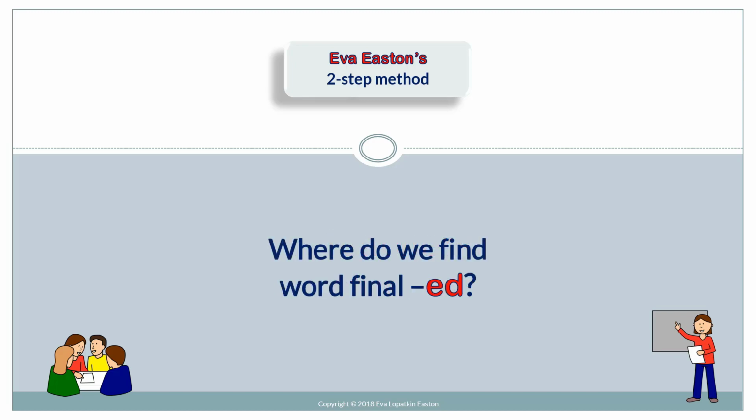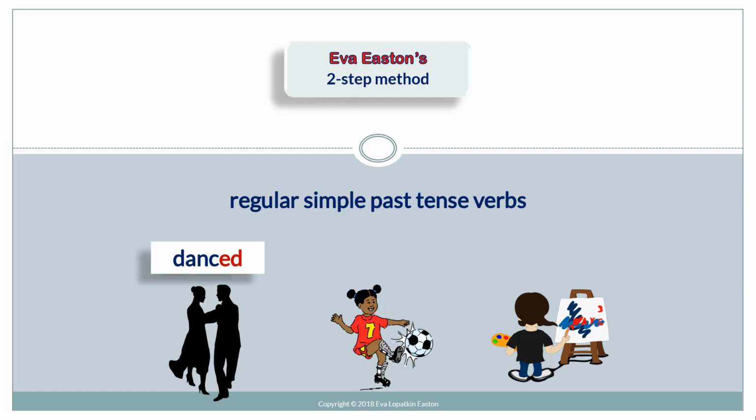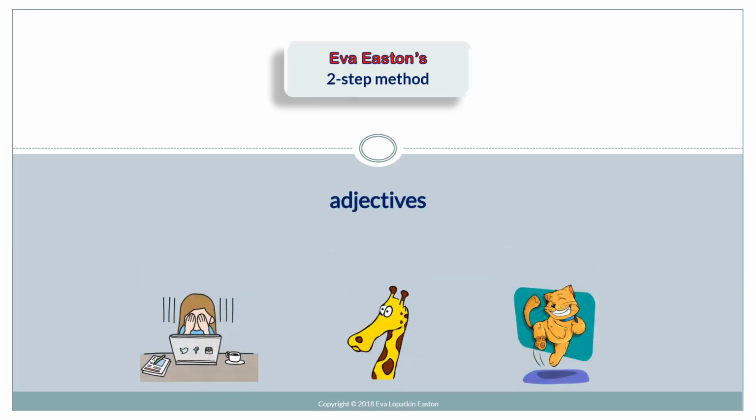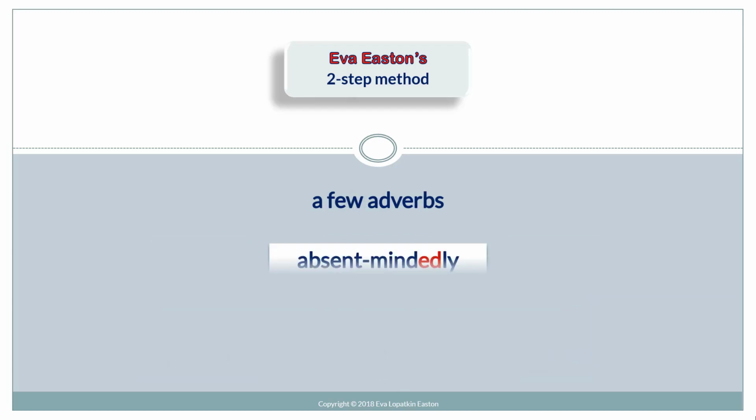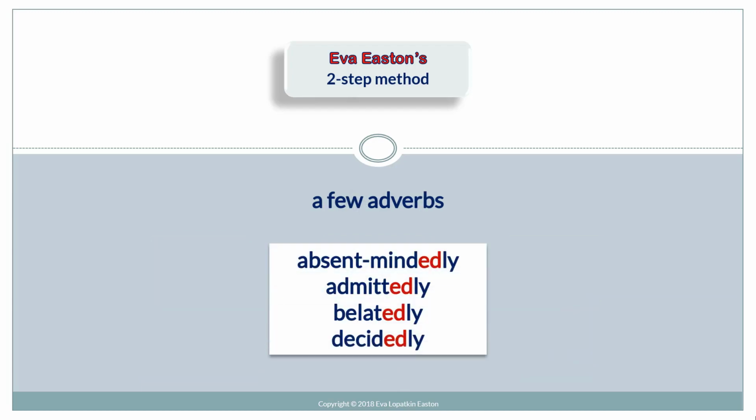So first, where do we find word final ED? In regular simple past tense verbs: danced, played, painted. Adjectives, for example: stressed, amazed, excited. And a few adverbs: absent-mindedly, admittedly, belatedly, decidedly.